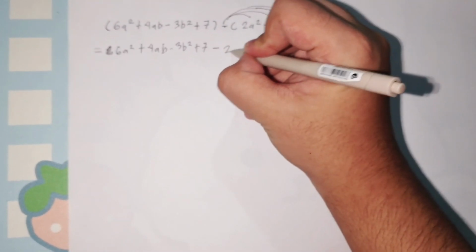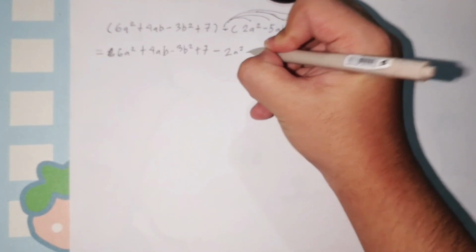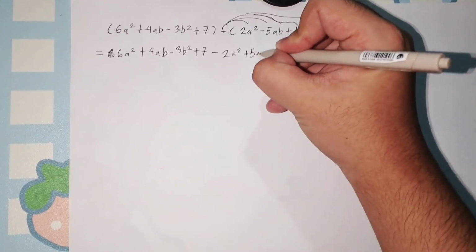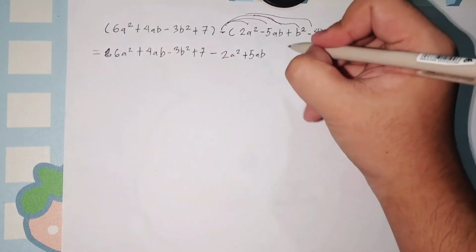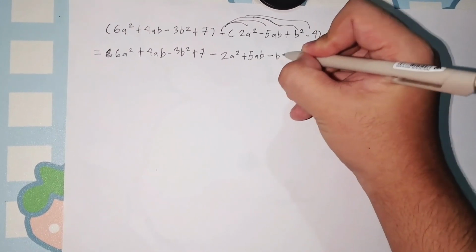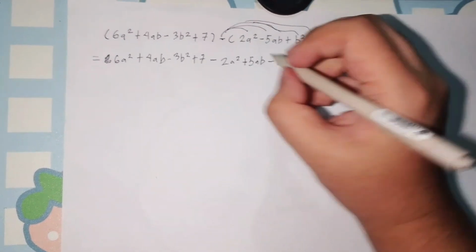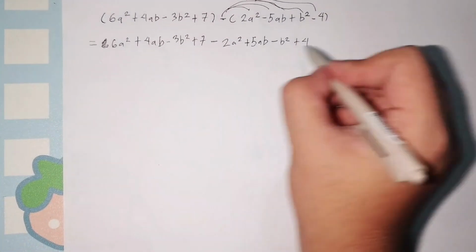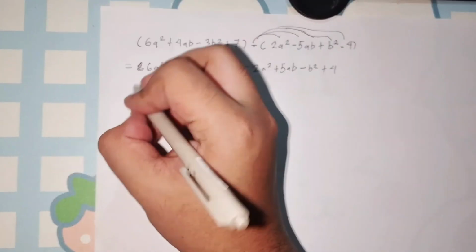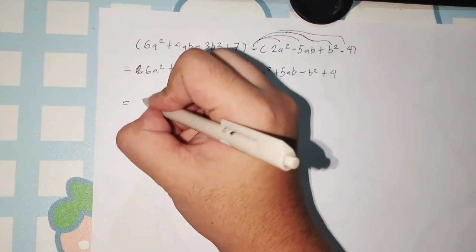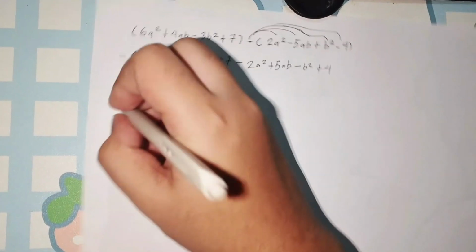Since the subtraction or negative sign is distributed, we will start switching the positive and negative signs of the terms. Okay, now we're finished. Now let's move on to the next step. We will start arranging them into their like terms.